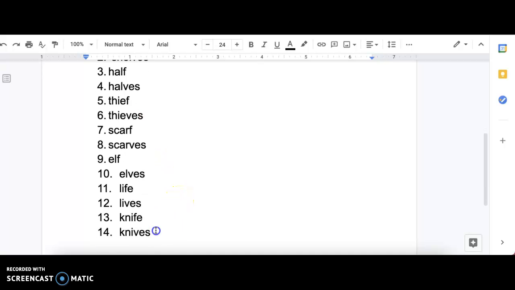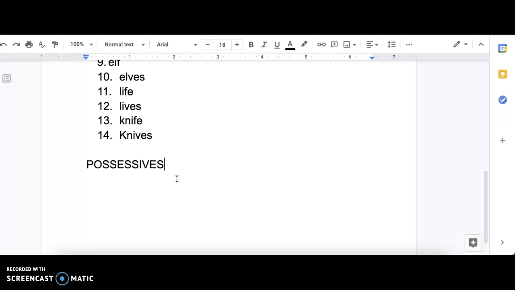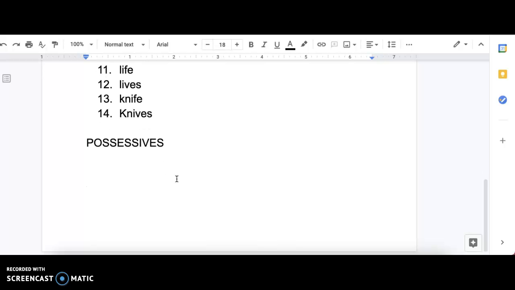So now I want us to take this spelling rule and combine it with what we're working on in language arts, which is possessives. Okay? Now we know possessives are when we have ownership, when we're showing that something owns something, right? Okay, but I want you to take a look at the difference between this one.